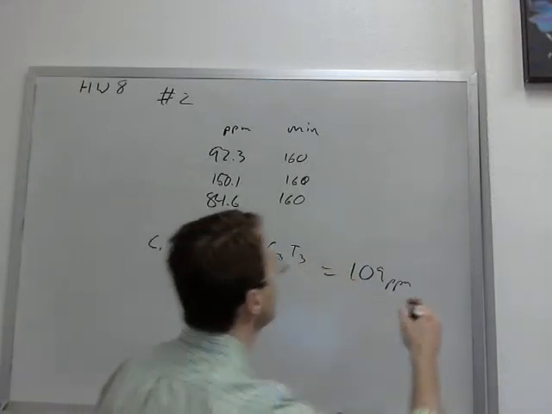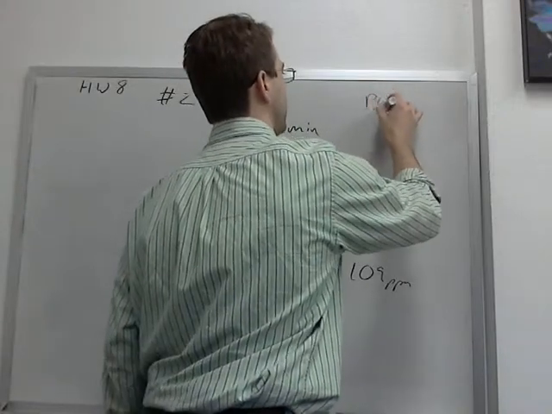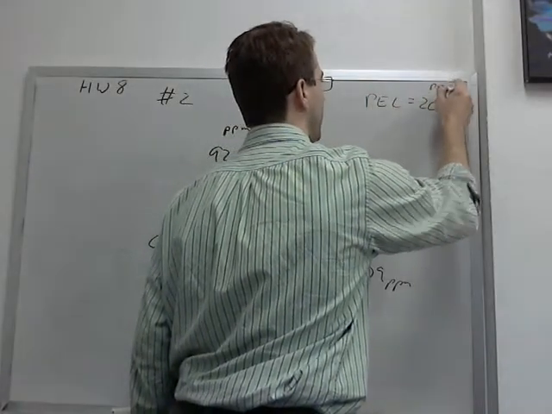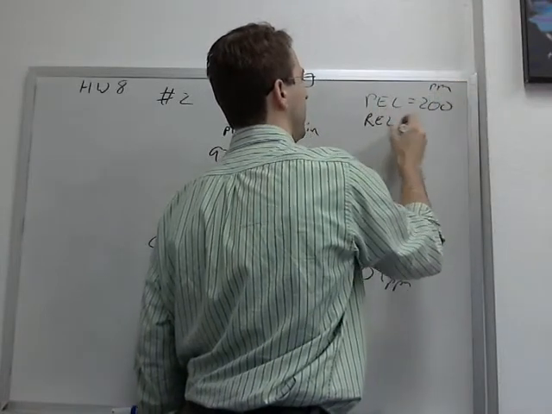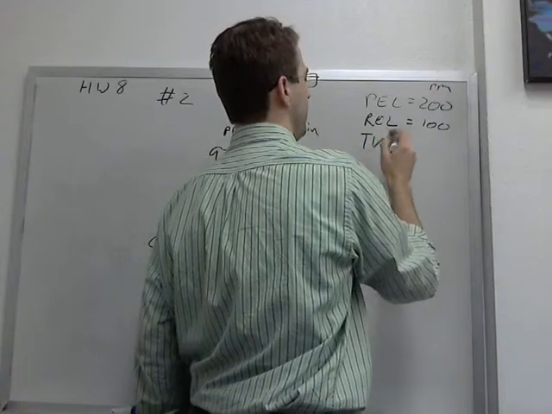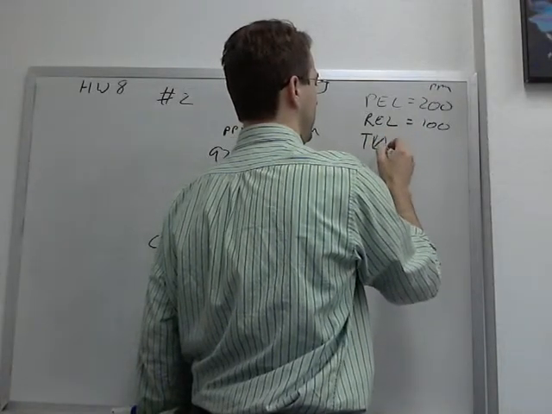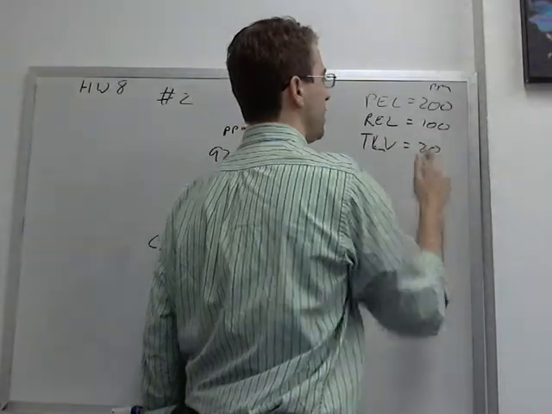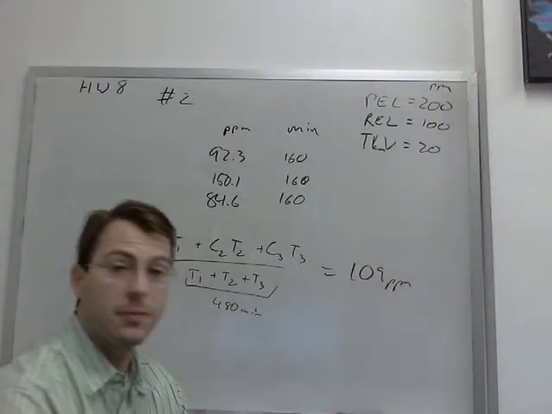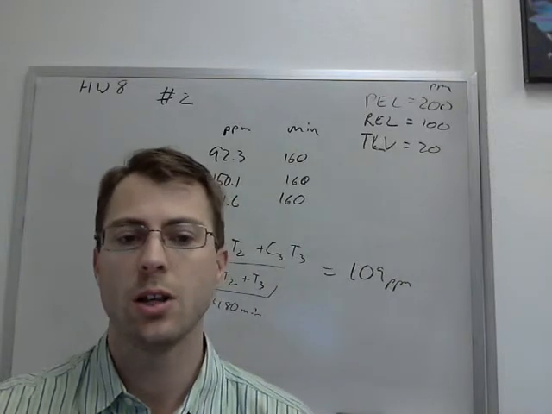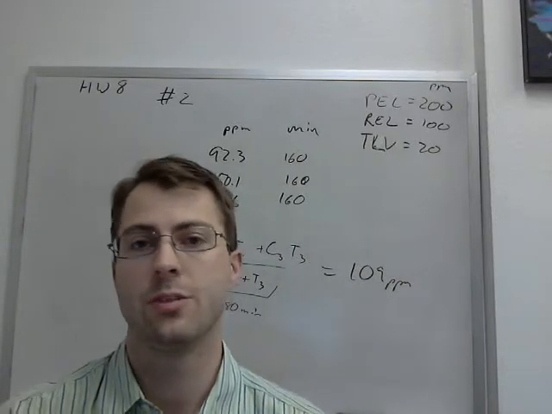So you can find them all. And so we find that the PEL is 200 ppm. The REL is 100, and the TLV is 20 ppm. Okay. So then I ask you, what would be the OSHA compliance officer's determination?